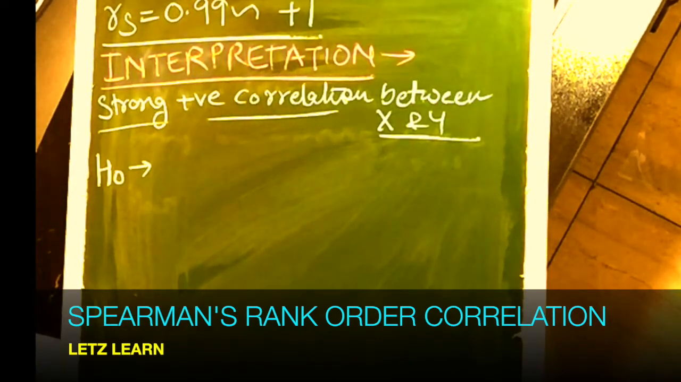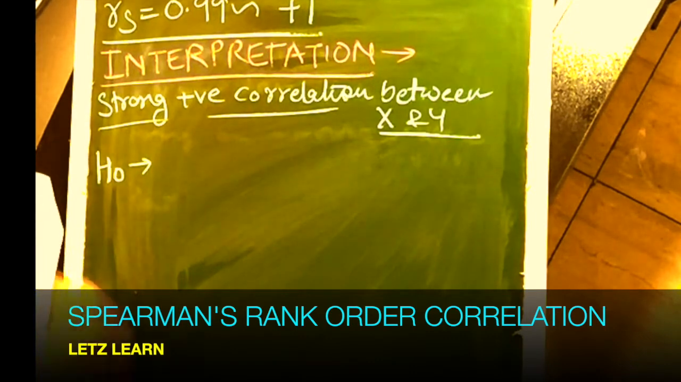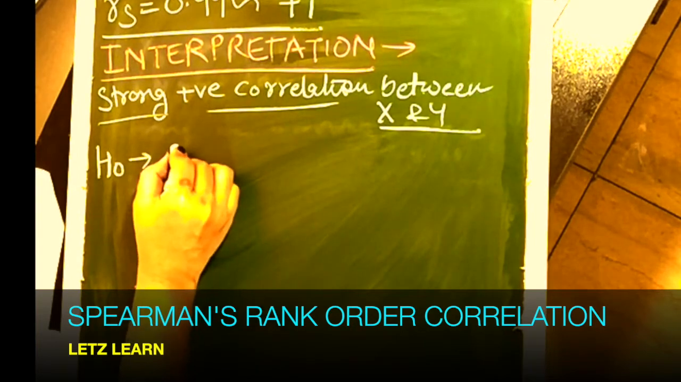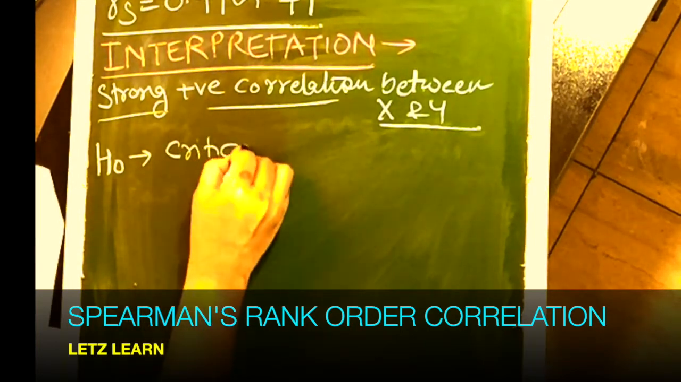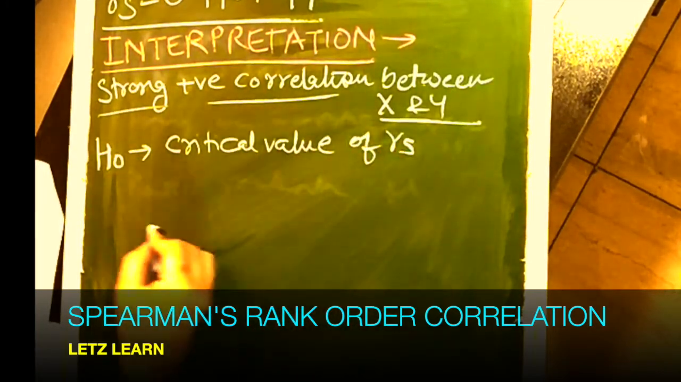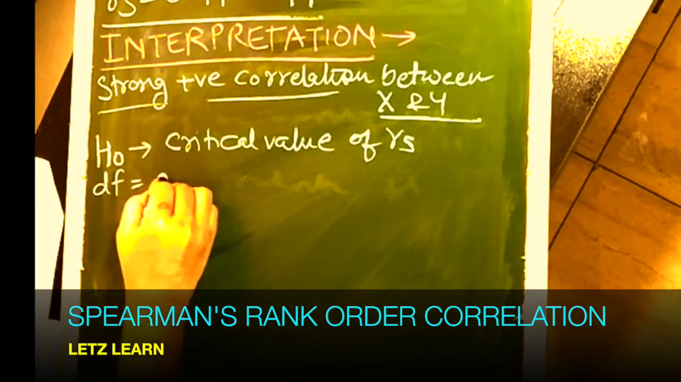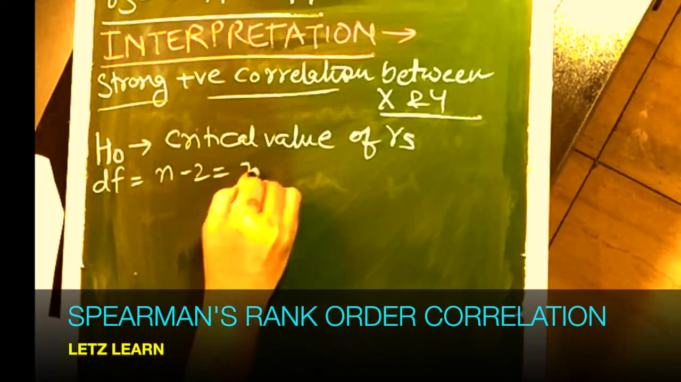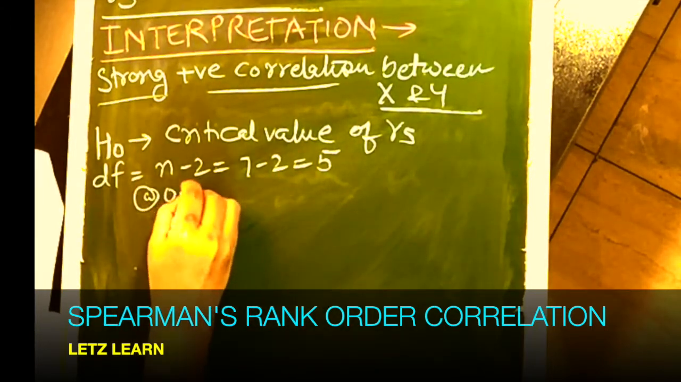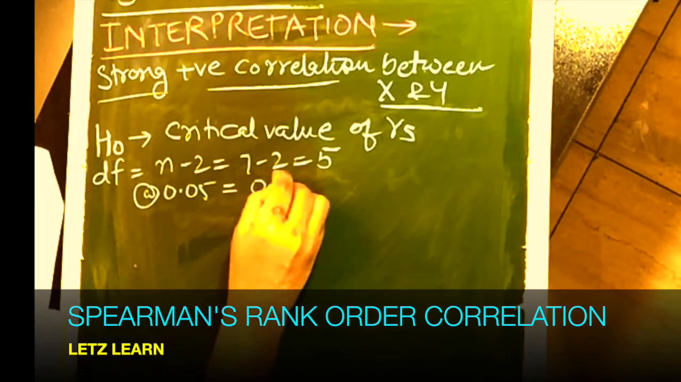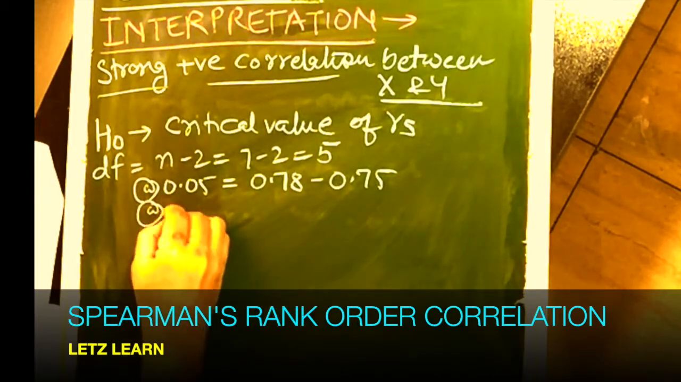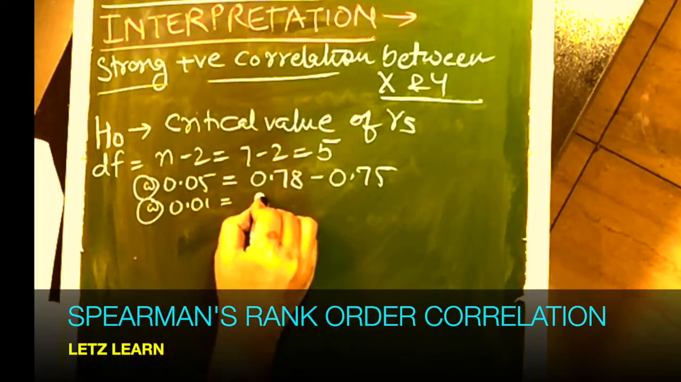Now let's talk about the null hypothesis part. For that we will draw the NPC curve, and then we'll try to understand if the hypothesis is accepted or rejected. Before that, let's find the critical value of Rs from the table, and for that we'll find the degree of freedom here. So here we are trying to find the degree of freedom, n minus 2. For the correlation we have to subtract 2 from the total number of variables. So degree of freedom here is 5.